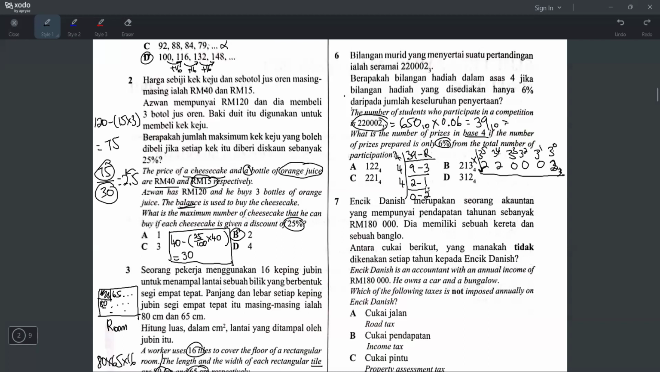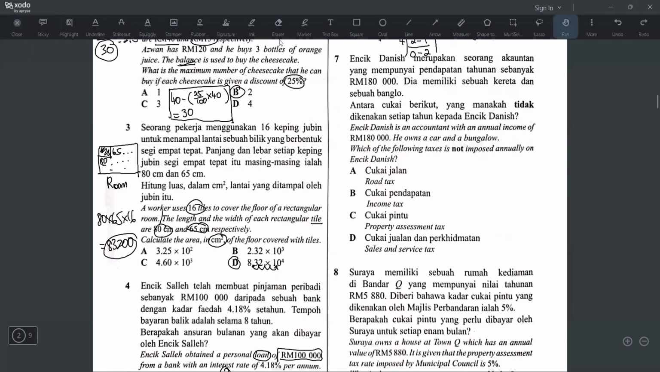So this is the answer. After you get 0 here it means it's done, but you have to read from bottom to top. So the answer is 213 base 4. So this is the final answer. Is there an answer? Yes, B. You don't go and circle D, D is wrong because D is reversed already. You have to read from bottom to top. So B, okay, done.